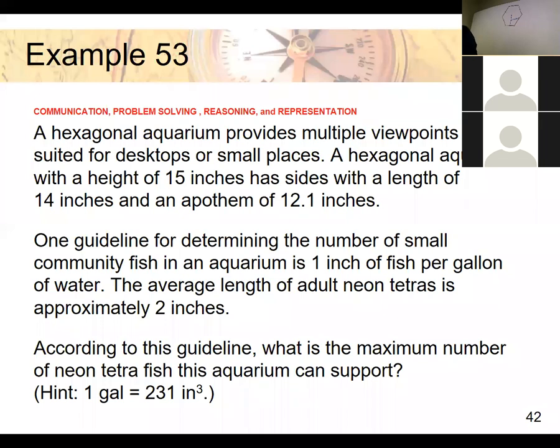Okay. And one guideline for determining the number of small community fish in an aquarium is 1 inch of fish per gallon of water. The average length of adult neon tetras is approximately 2 inches. I don't know if that's relevant to this problem. But according to this guideline, what is the maximum number of neon tetras this aquarium can support? And they do give you the hint that 1 gallon is equivalent to 231 cubic inches.